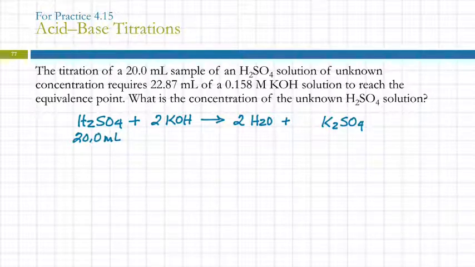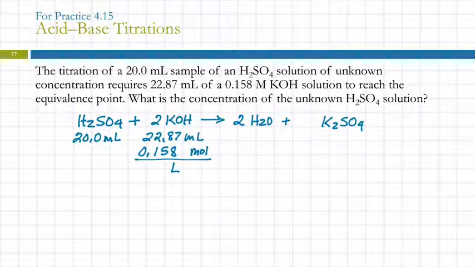So sulfuric acid, I've got 20.0 milliliters, and I've got 22.87 milliliters of KOH, and I'm given the concentration of the KOH as 0.158. Remember that capital M means moles per liter. It does not mean moles. MOL is the abbreviation for mole. Capital M is moles per liter. And then I want the concentration of this one. Doesn't specifically say, but we want that in moles per liter as well.